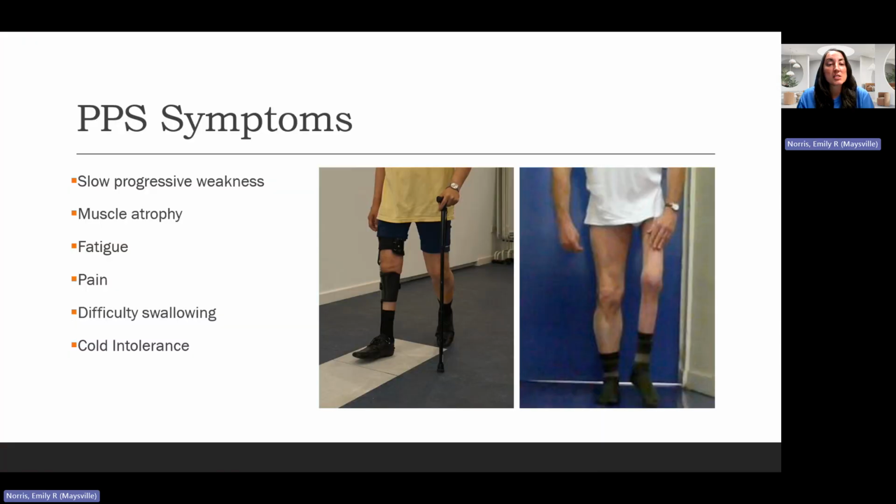Some of the symptoms are slow progressive weakness, muscle atrophy, fatigue, pain, difficulty swallowing, and cold intolerance. Significant atrophy is often the case, like in the picture. With physical therapy, most of the time what we are focusing on is actually independence with functional mobility. We may include some bracing on the weak side, some exercises to strengthen the muscle if there is some input being received by the muscle, adaptive equipment, and just increasing independence and function.